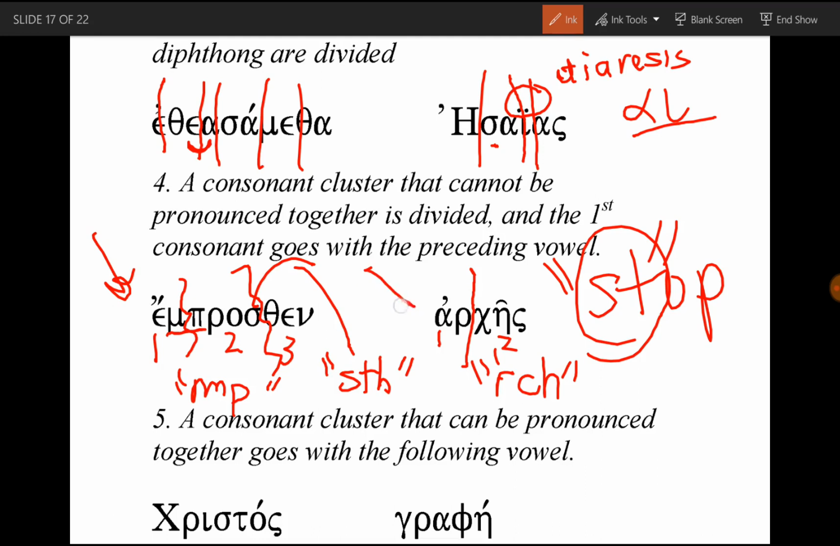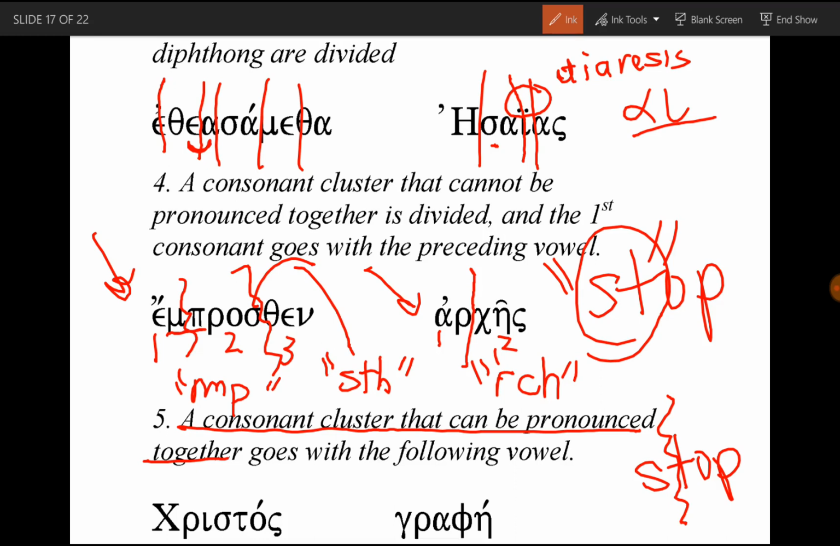The second word is pronounced arhes. And last word, if you have a true consonant cluster that can be pronounced together, then that cluster goes with the following vowel. You don't break up the cluster. So you would never, for example, with the word stop, try to pronounce the sigma, the S sound, and the top, like stop. You wouldn't try to pronounce it as 2 syllables. You would say it as 1 syllable.